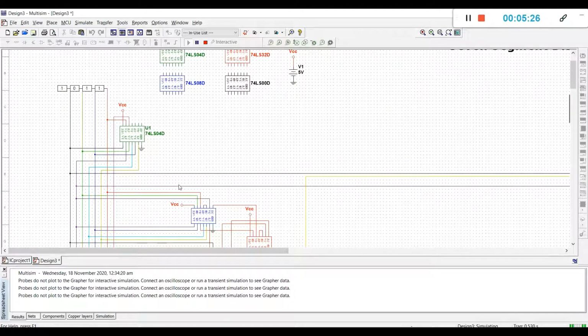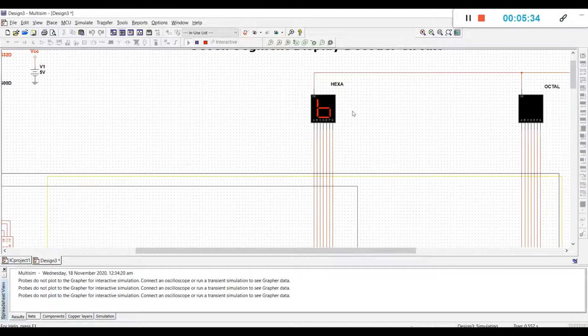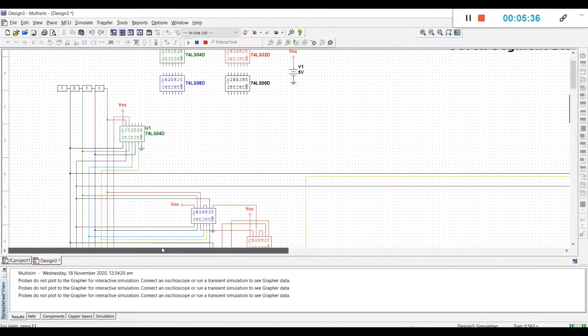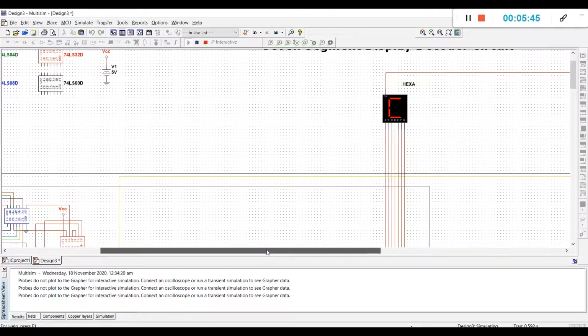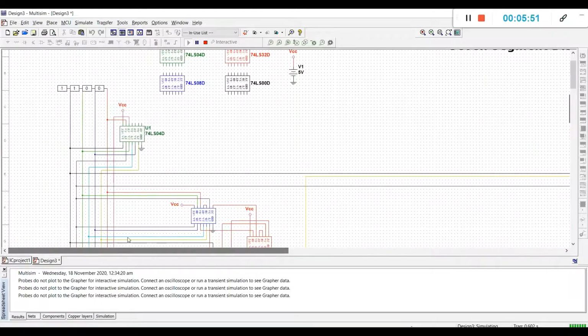Next input is 1, 0, 1, 1, which is equal to 11. So the hexa will display letter B. Next input is 12, which is 1, 1, 0, 0. So the equivalent of 12 in hexa is letter C. So it will display C.